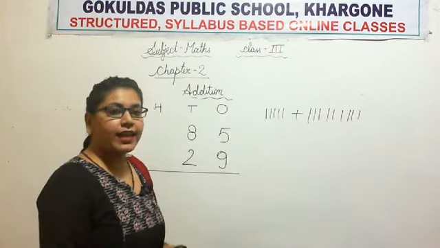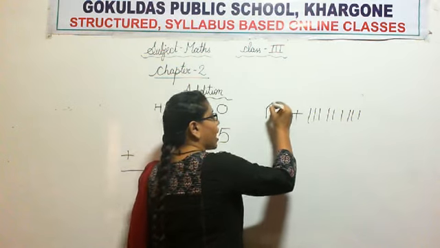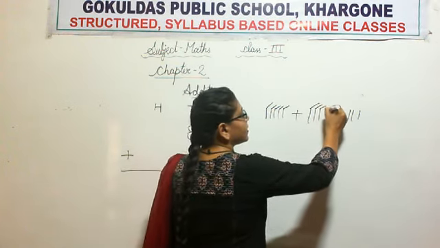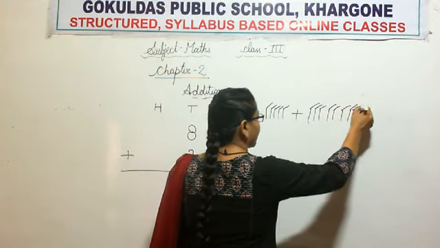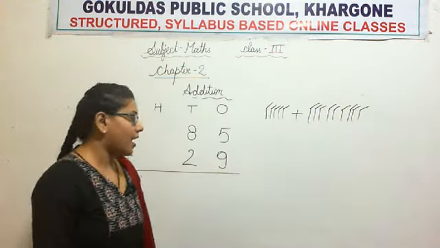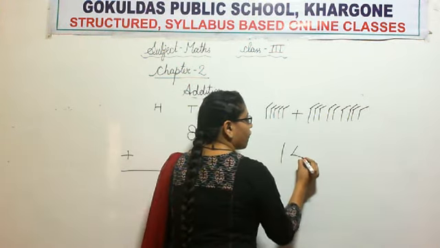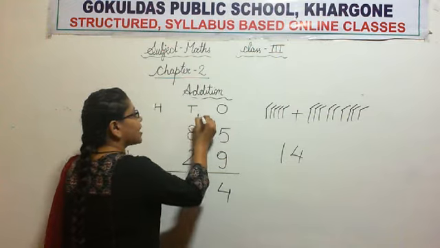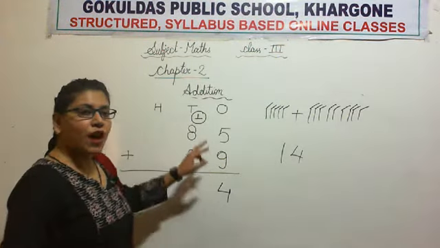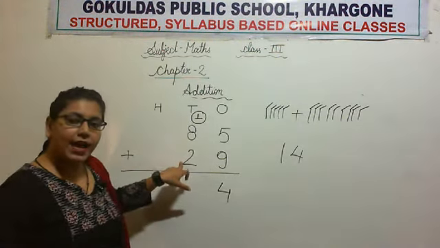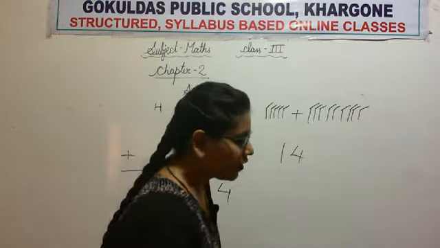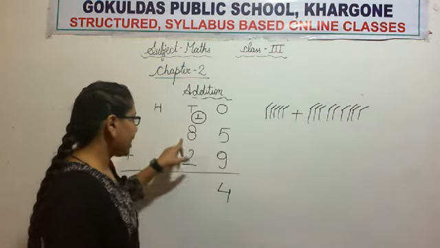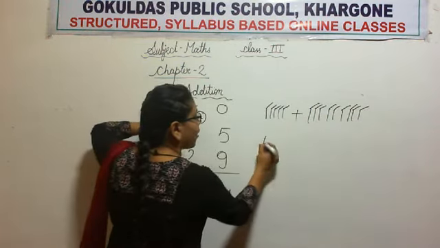Now we will add them. How many sticks are there? Let's count. 1, 2, 3, 4, 5, 6, 7, 8, 9, 10, 11, 12, 13 and 14. Again we got 14. So we will write 4 below ones and we will write this 1 as carry in the column of tens. So now we will add tens. We will start from the carry.